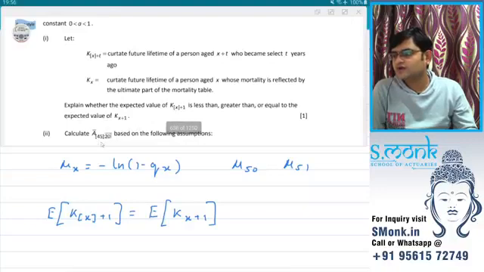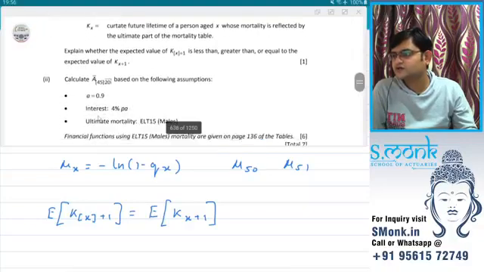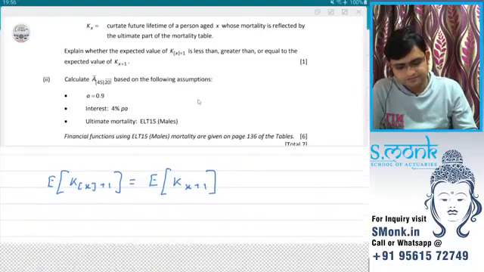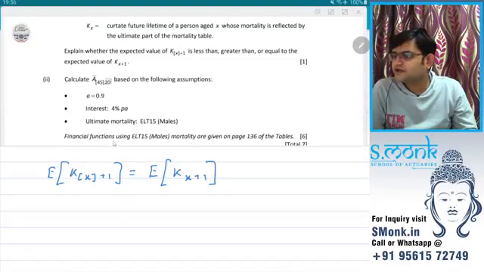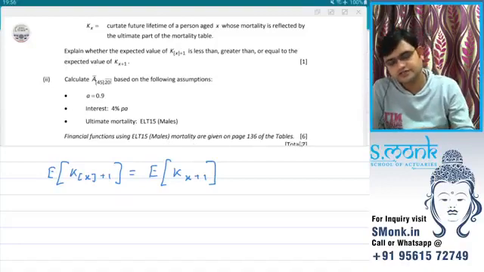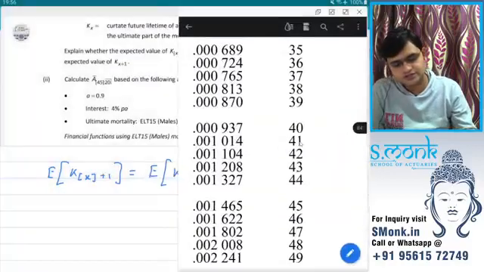Calculate A bar 45:20 based on the following assumptions. A is given to us, the rate of interest is given as 4% and ELT 15 male. Now you see here they are saying financial functions using ELT 15 male mortality are given on page 136 of the tables. Let's go to page 136 of the tables.